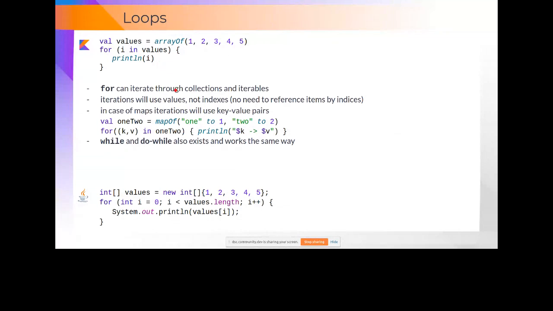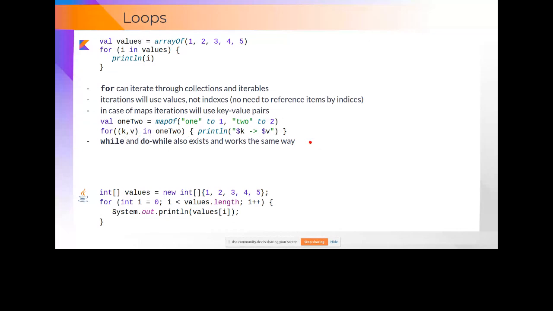If you would work with map, you can use the key and the value in the same iteration. So you don't have to access entries. You don't have to get the entries. You will get the key and the value separately. And of course, in Kotlin we also have while and do while. It's pretty much the same as in Java, so I will not talk about this right now.